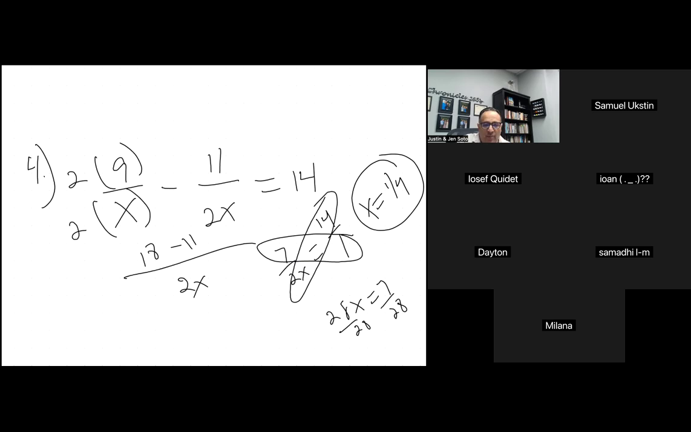Now I can combine these terms up here. 18 minus 11 is going to be 7. 7 over 2x is equal to 14. But if I'm going to use this ratio technique of the band-aid and the butterfly, I have to put it as a fraction. So instead of writing 14, I write 14 over 1. And then I just cross multiply. I get 2x times 14 equals 28x. 7 times 1 equals 7. And I divide both sides by 28. I get 1/4 because 7 over 28 reduces to 1 over 4.